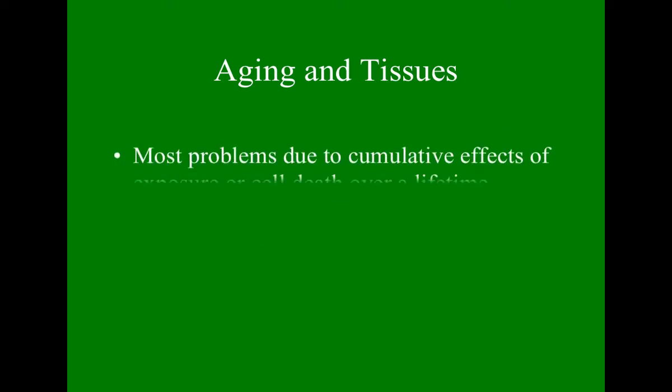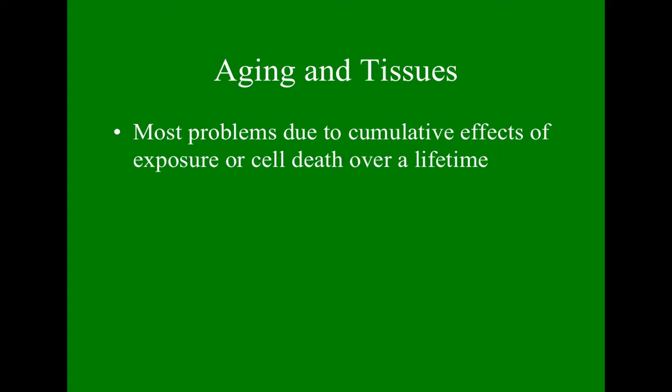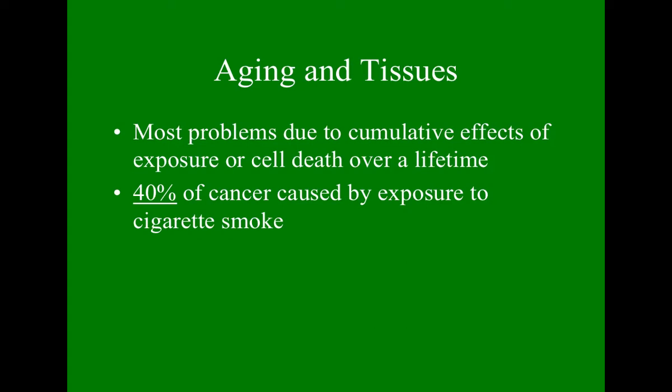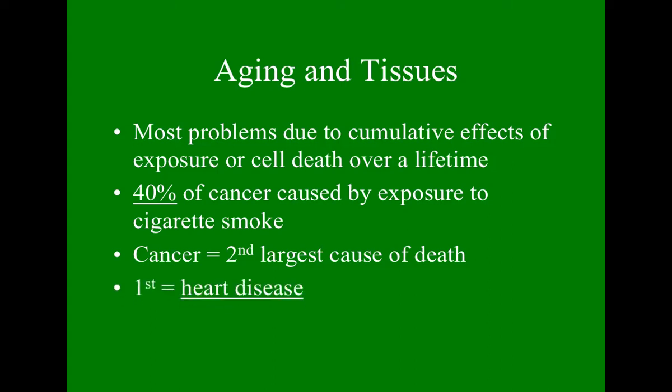So like I was saying, most of the problems that occur with aging occur because of the cumulative effects due to exposure or cell death over a particular lifetime. An interesting fact is that 40% of all cancers are caused by exposure to cigarette smoke. That is direct exposure by smoking as well as secondhand effects. Cancer, though, is the second largest cause of death. We tend to focus on cancer a lot because it's kind of that medical buzzword and everybody seems to want to find the cure for it. But the leading cause of death among humans is heart disease, which is preventable.